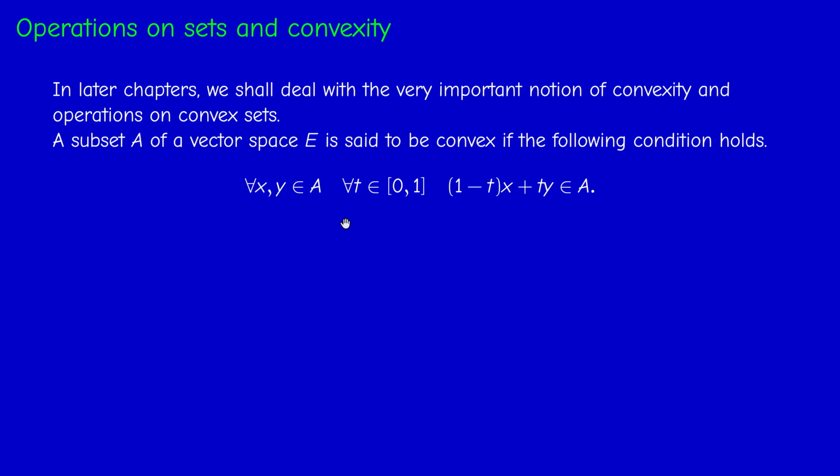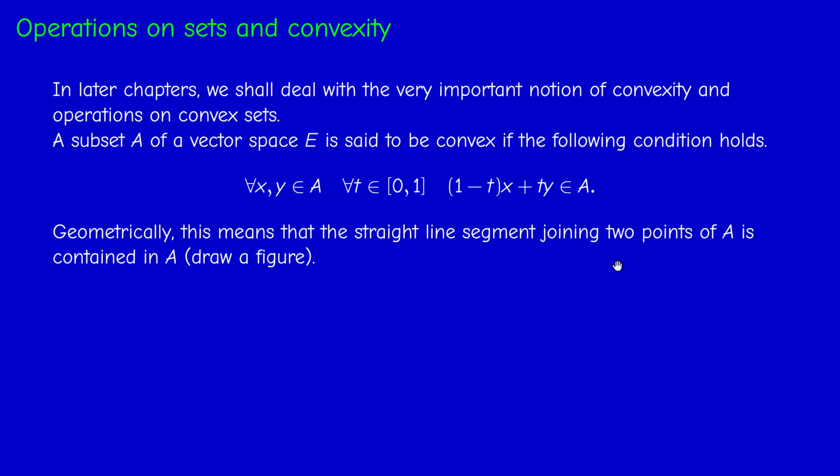So the geometric interpretation of convexity is that any straight line segment joining two points of A is in A. So this is convexity. You can draw a figure.